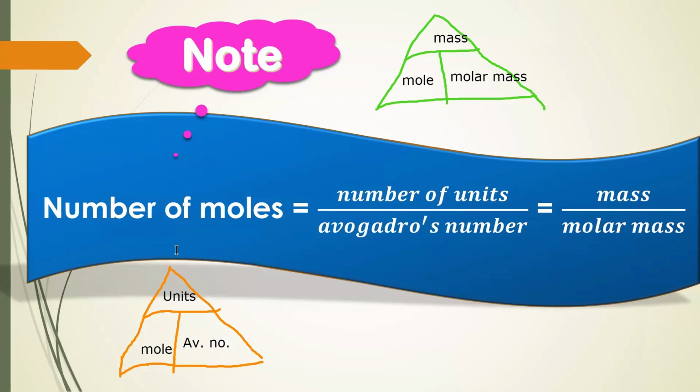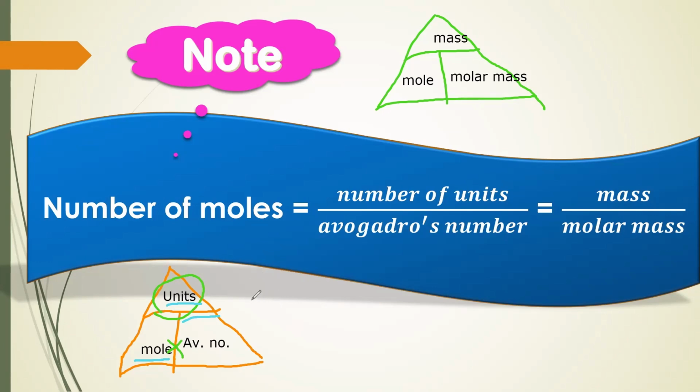So if we want to calculate the number of units, the number of units will be the number of moles times Avogadro's number. If we want to calculate the number of moles, we will divide the number of units by Avogadro's number.